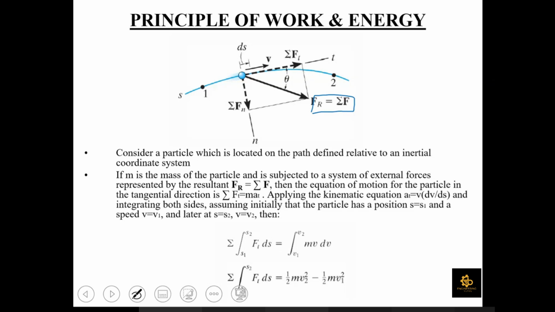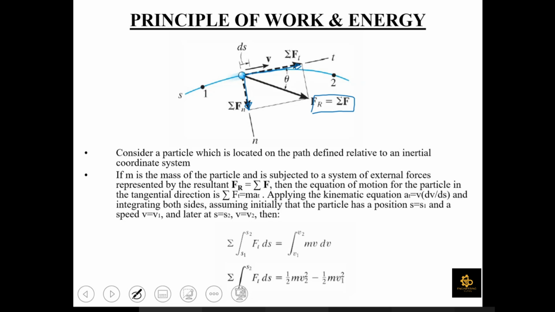What we have done here is we have resolved this summation F into its 2 components. One is the component along the tangential axis, represented here as summation Ft. The other one is the normal component, represented here as summation Fn. So this force is being resolved into its 2 components along the tangential and normal axis.